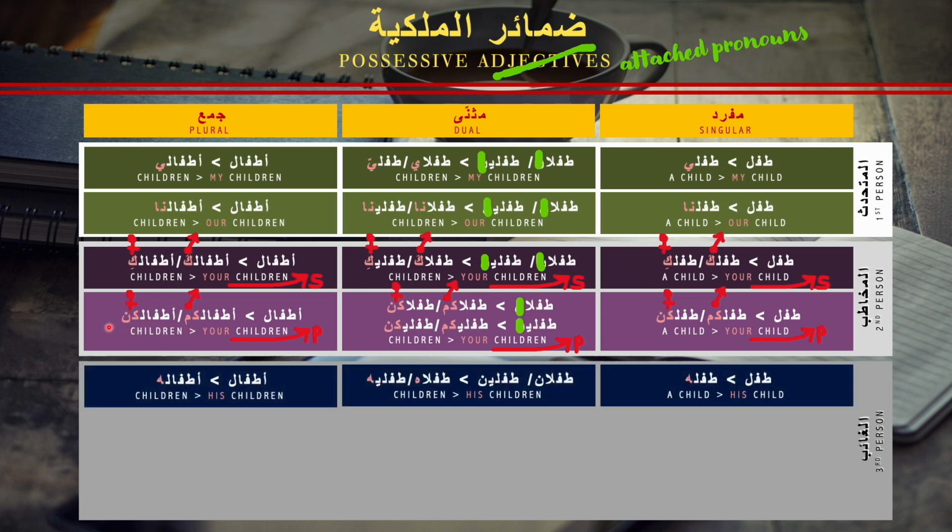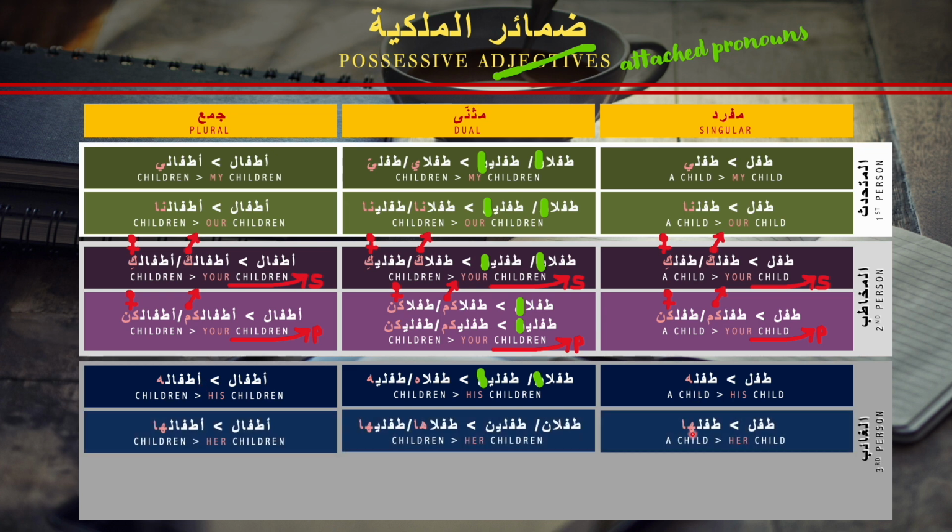Finally, for the third person, his child, طفله. His children, for 2 children, طفلا, طفلي, after dropping the noon, right? And then for the plural, أطفال, أطفاله. And then for her child, طفلها, طفلاها, طفليها, أطفالها.